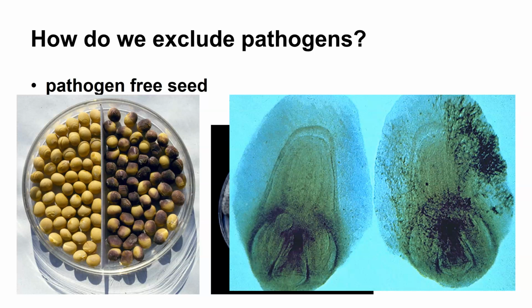This is bunt of wheat. You can see on the right-hand one how it's got this material growing on the inside that is stained dark. That is pathogen. So I want to make sure that you don't have that particular type of material.